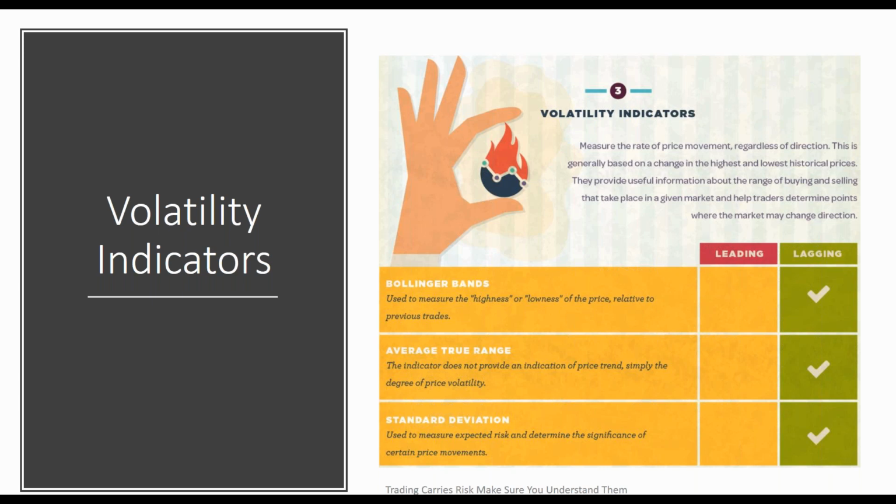Now, again, I mentioned this earlier, we have volatility indicators. Volatility indicators are, in most cases, lagging indicators. They measure the rate of price movement regardless of direction. This is generally based on a change in the highest and the lowest historical prices. They provide useful information about the range of buying and selling that takes place in a given market and help traders determine points where the market may change direction.